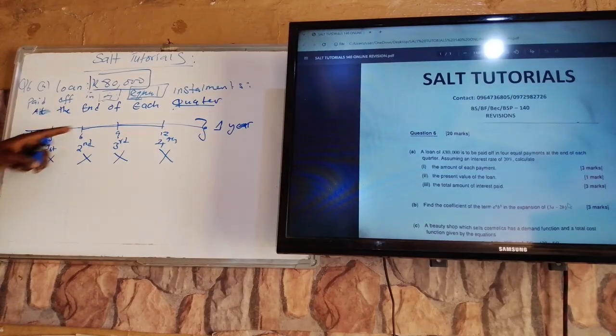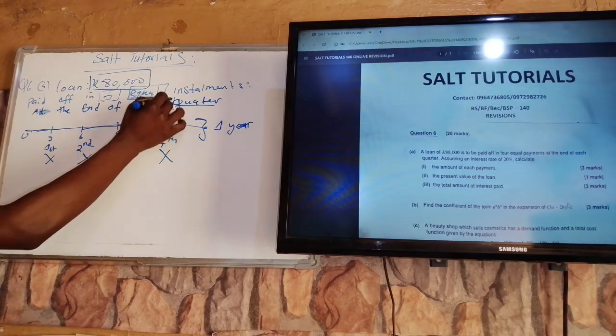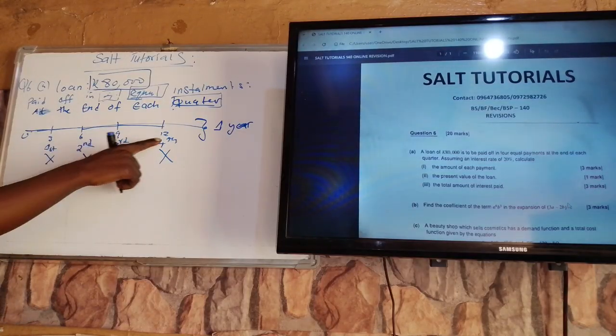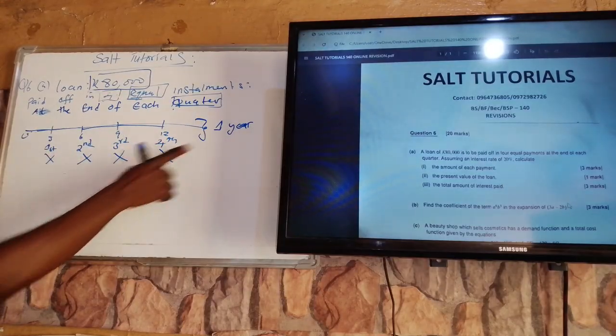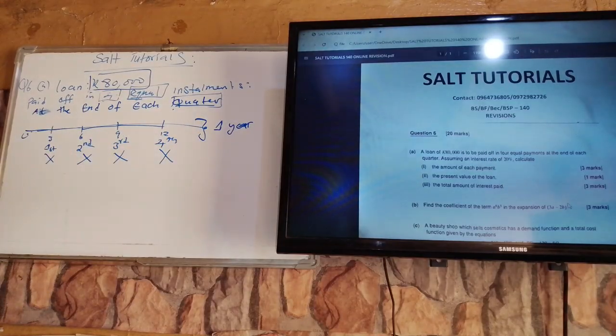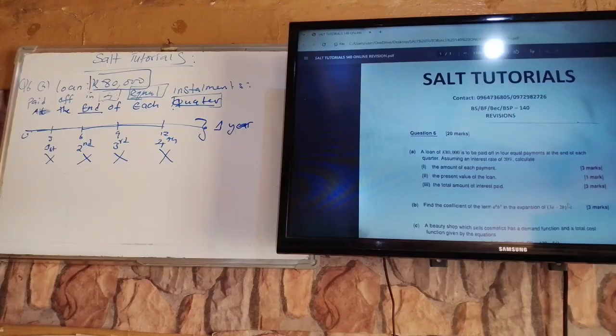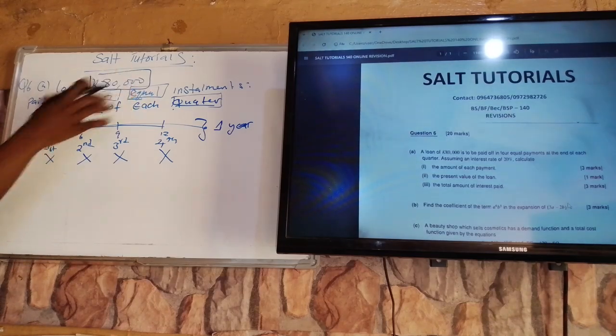Because this is a quarterly payment, we are making payments after each quarter: 3 months, 3 months, 3 months, 3 months. It means you are going to complete the loan in basically a year. So now, because we are talking about payments at the end, you'll be able to tell that this is an ordinary annuity.